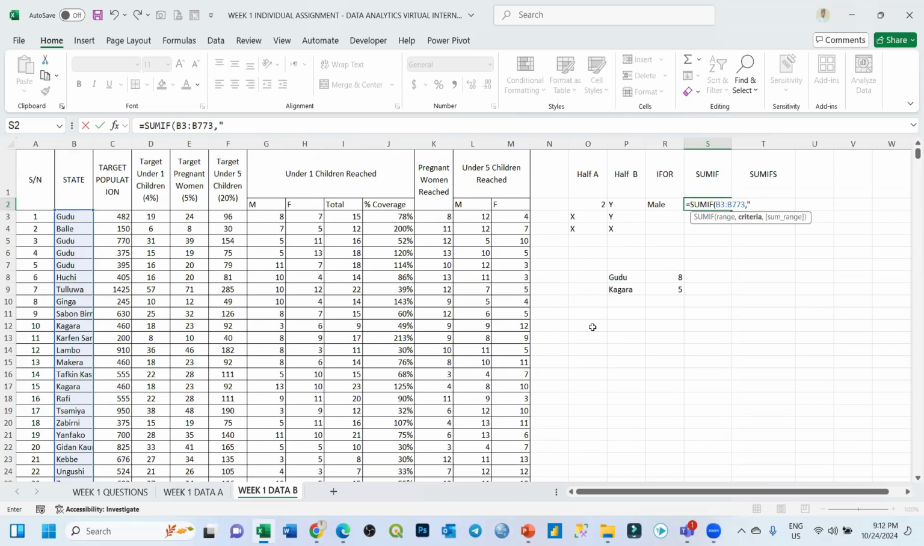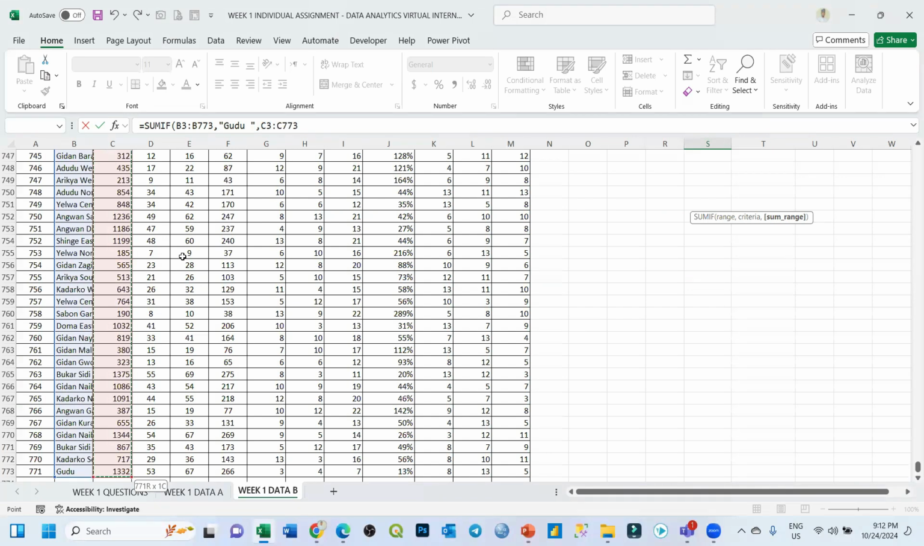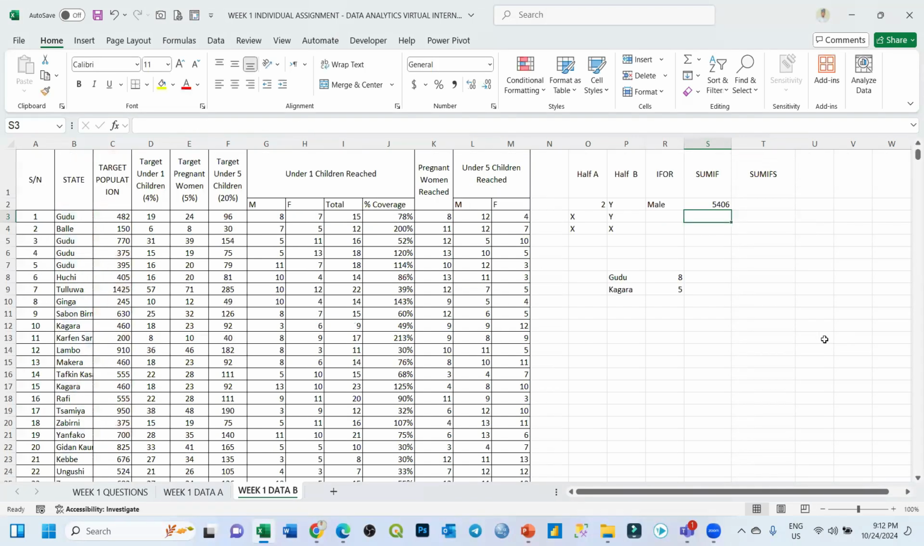Don't forget the name of Gudu has an extra space at the end of it, so I have to add that extra space. And this is the name, so we have this is for Gudu, comma. Then the next thing is the sum range. So what is the sum range? Our sum range is this. I'm taking this sum range, closing it, then pressing enter.